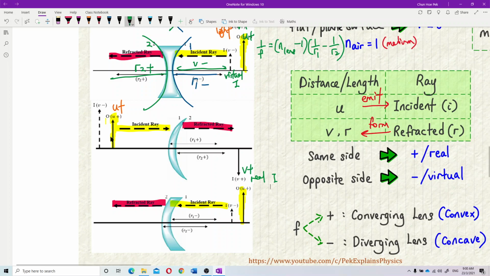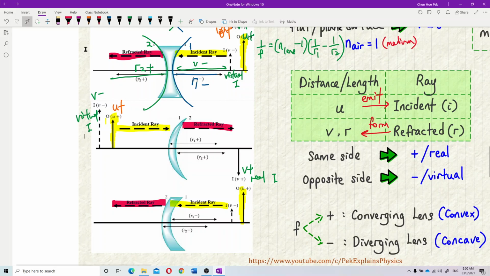If the image is formed over this side, so it is opposite to the refracted ray. Opposite means negative. In negative, this is a virtual image. Okay. Now, how about the radius?